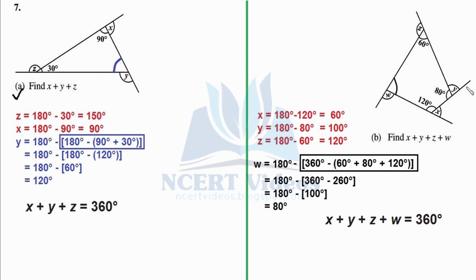Again, angle on a straight line. So if we will subtract 80 from 180, we will get angle y. So we wrote 180 minus 80 degrees. It is equal to 100 degrees. Now z. Again, we have angle on a straight line. So if we will subtract 60 from 180, that we did here, 180 minus 60 degrees equals to 120 degrees. So that is the measure of angle z.